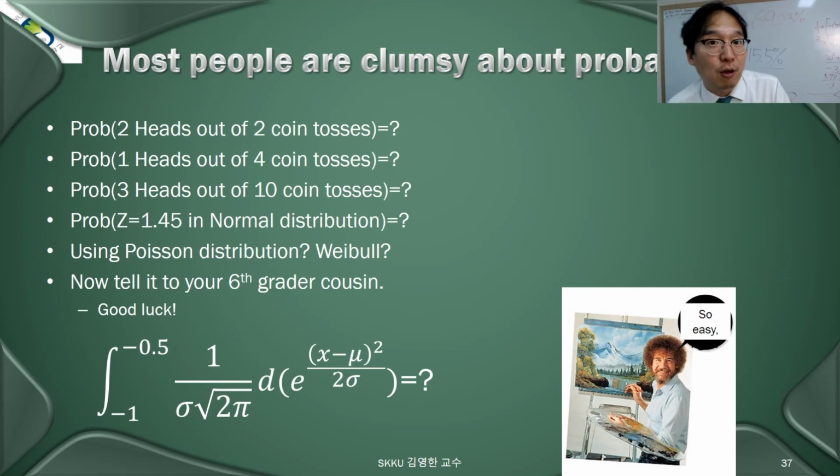Good luck. And then the probability of z equals 1.45 in a normal distribution. Of course, over here it's easy because at one point, the probability is just 0, right? But if I give you some intervals, you have to do the integration. Good luck with that, right? So easy. No, it's not easy. Not for me, not for many people either. We become very clumsy when it comes to probability estimation. And having a recession, prior probability, posterior, you have Bayes' rule, but the prior probability itself, yeah, good luck.